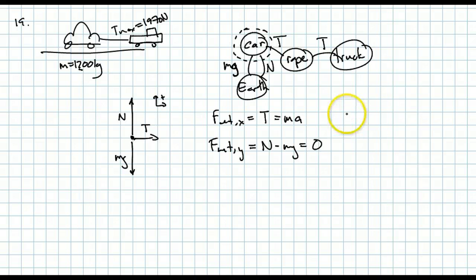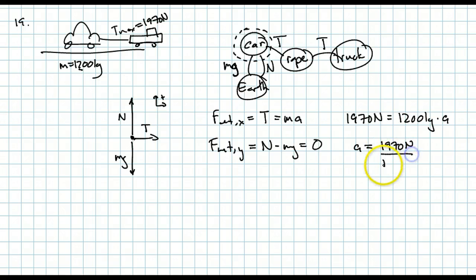So that means we're going to be dealing up here, and if I go with the maximum tension, what I will get is the maximum acceleration. So I'll have to do my solving here. 1,970 newtons. We want to divide both sides by 1,200 kilograms. So that'll give me a number of newtons per kilogram, which is equivalent to meters per second squared. 1.64 meters per second squared, which is not overly quick acceleration.